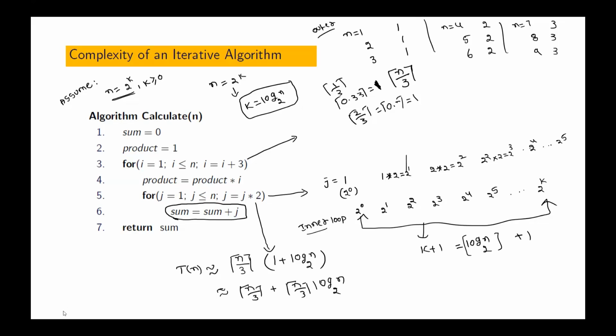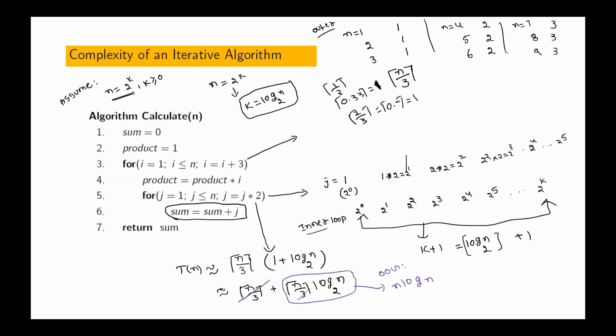It's n log n, no? This is a smaller term, so we cancel this. Here there are no constant coefficients. So finally, this is only the order of growth. 1 by 3 we can ignore here. 1 by constant we can ignore. So n log n is the order of growth.